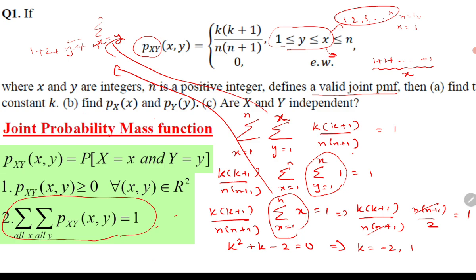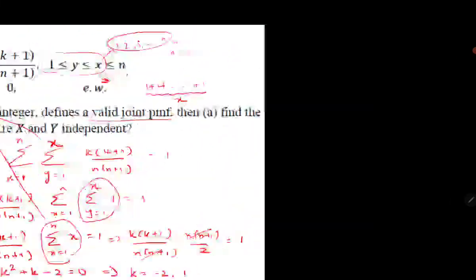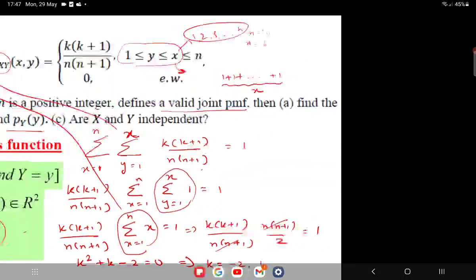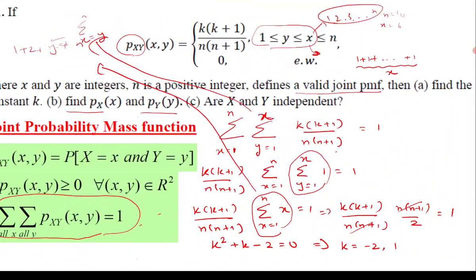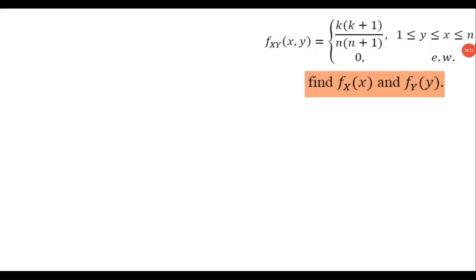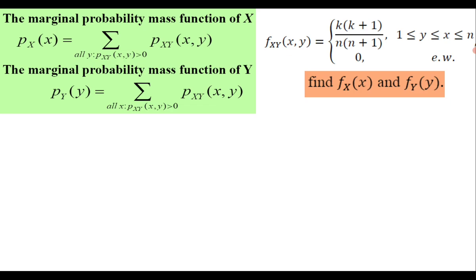The next part asks for the marginal PMF. So this part is done, then let's move further. Now pxy has already been computed, and we need to compute the marginal PMF. Recall the definition: the marginal probability mass function of x is pxy, but the summation is over y. And if you have to compute the PMF for y, then the summation would be over x.